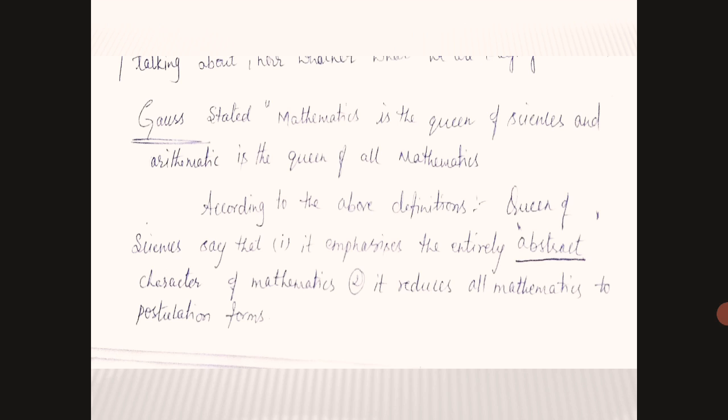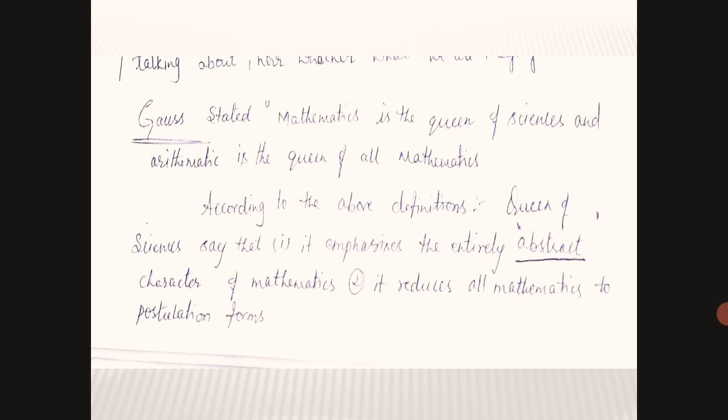So the next definition is according to Gauss. I think you have heard the name of Gauss, a well-known mathematician. He stated that mathematics is the queen of sciences and arithmetic is the queen of all mathematics. According to this definition, queen of sciences emphasizes the entirely abstract character of mathematics. The science subjects also cannot be understood clearly without the application of mathematical formulas or a mathematical way of representing them, because it emphasizes the extremely abstract characteristics of mathematics.